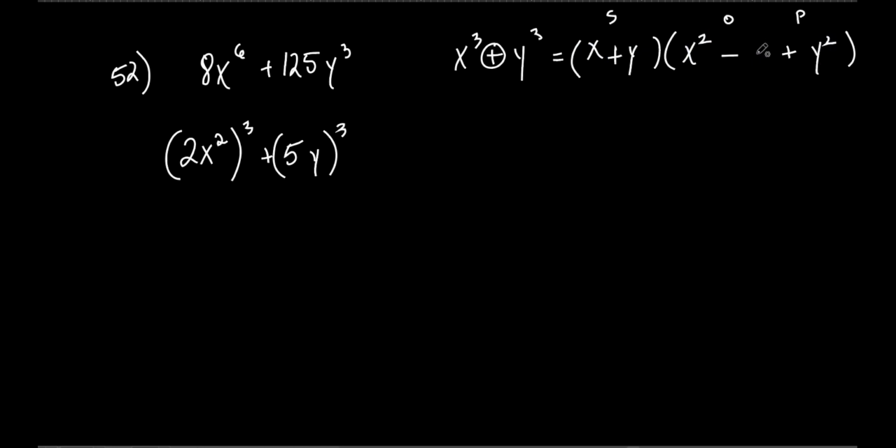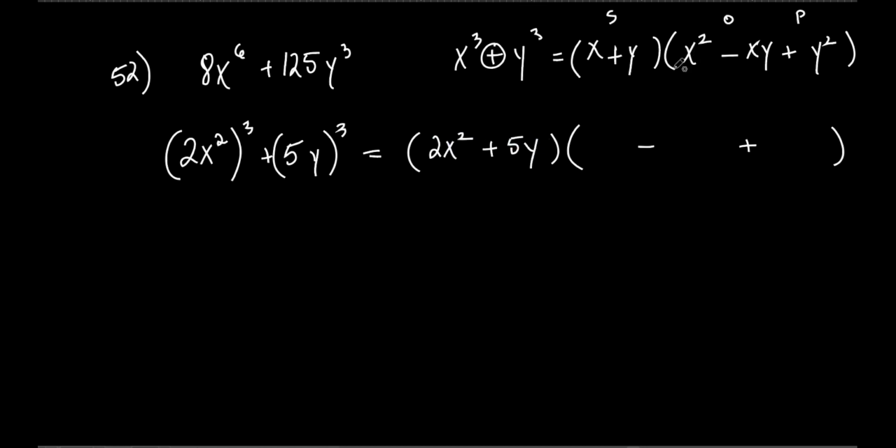How do I find out what goes in the middle? What do I do to these two? I multiply them together, and I put an xy. So there's my general formula for this. All right. Now let's apply it to this. So I'm going to give myself a little more room. All right. Same, opposite, positive. So right here, what goes here? 2x squared.